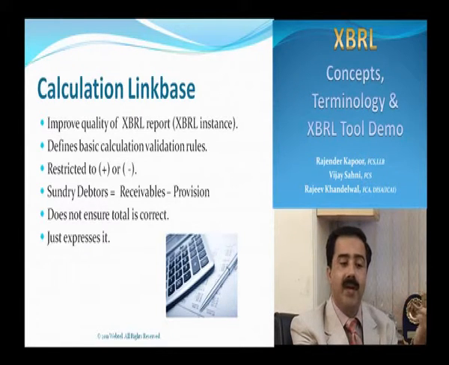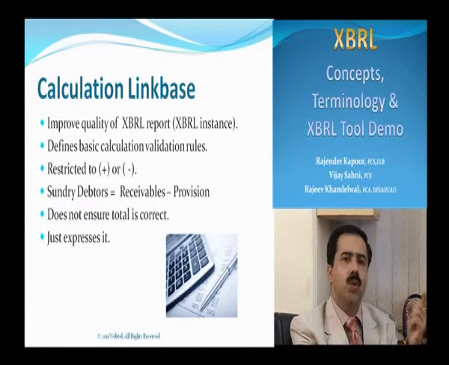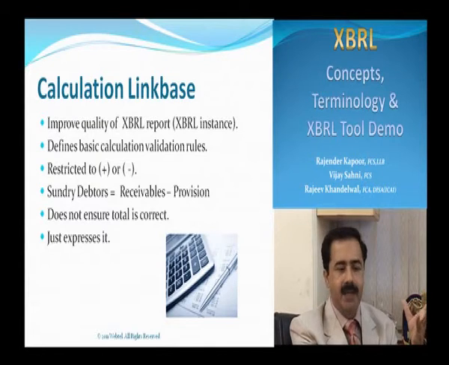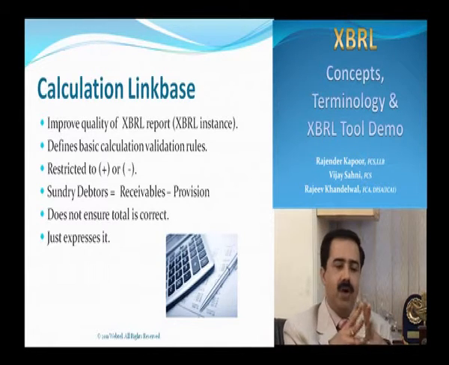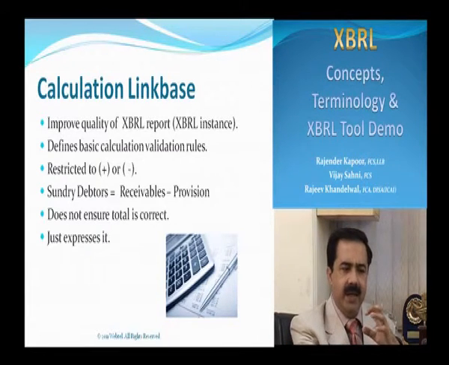It improves the quality of XBRL reports. It defines the basic calculation of validation rules. It restricts to +1 and -1 only. Say in case of sundry debtors, we all know sundry debtors are equal to receivable less provisions. So it is just expressing it.